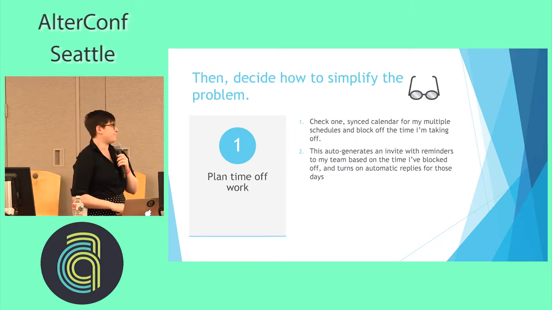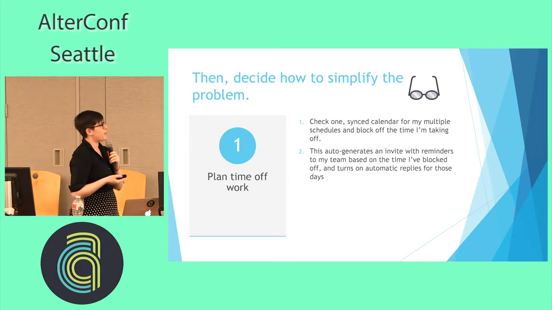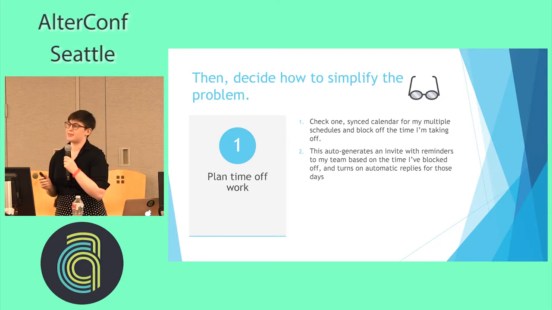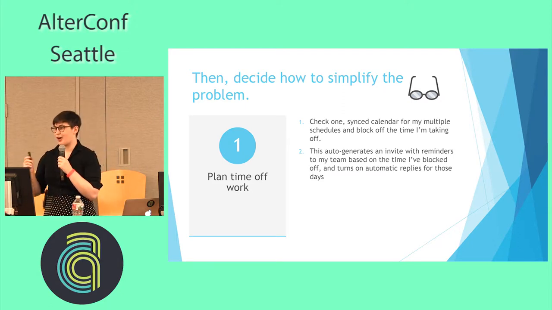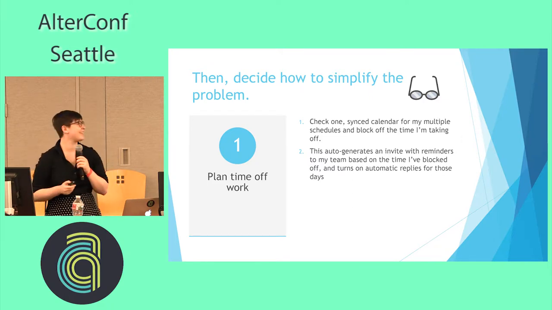Let's simplify it. Instead, let's check one synced calendar. And when I block off the event, it should automatically send emails to my teammates. It should automatically block off that day so no one bothers me. And it should automatically set up my replies so that I don't get yelled at.